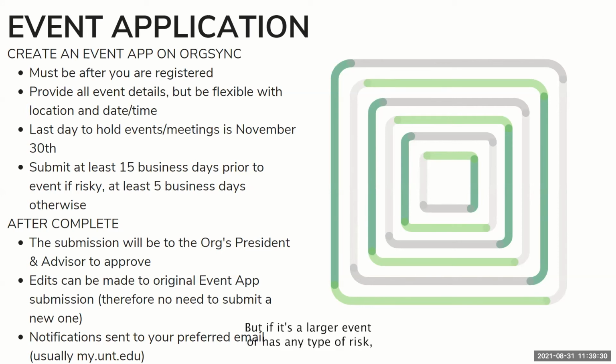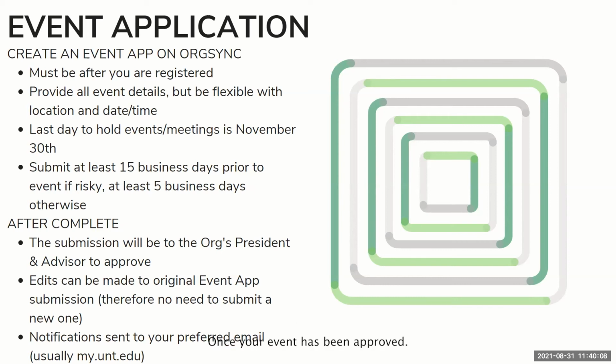But if it's a larger event or it has any type of risk, so typically risk is identified as having over 100 people, maybe you're having like a party, sound, or any type of event or rally, that includes rallies, or maybe you're trying to do like a yard show or any type of physical activity, please submit it 15 business days in advance, because the organization may need to speak with the event safety committee. And the event safety committee is comprised of individuals from various campus partners who review the event, and we make sure that all risk has been identified with that student organization.